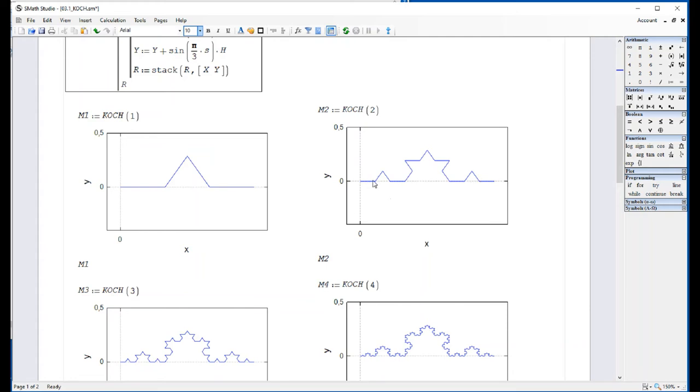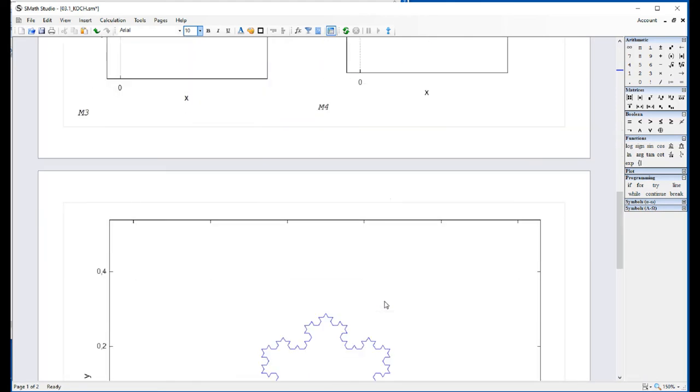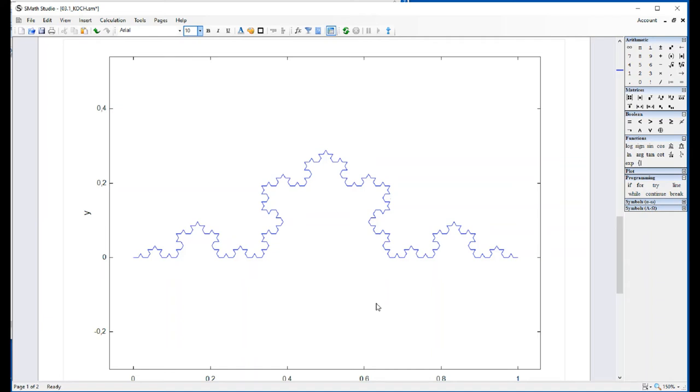And then in the next level for those segments, you add another triangle. And for those segments, you add even more triangles. And this produces this so-called Koch fractal.